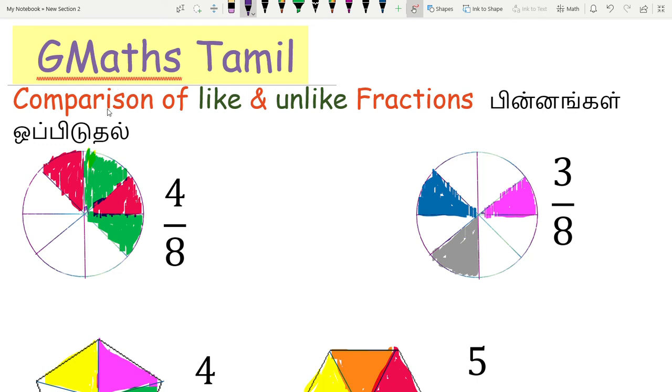Today we are going to see comparison of like and unlike fraction. அதாவது தமிழ்ல ஓரின பின்னங்கள் மற்றும் வேற்றின பின்னங்களுடைய ஒப்பிடுதலை பத்தி பார்க்கலாம்.